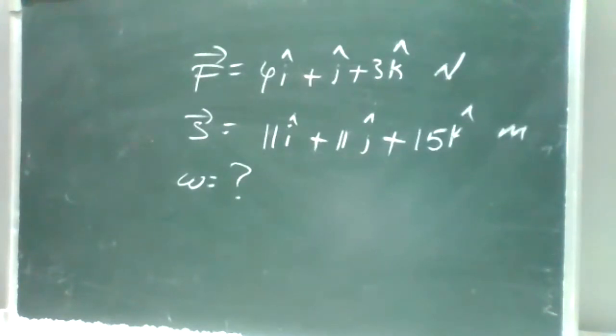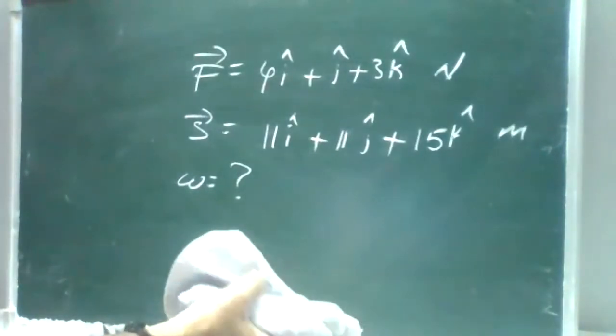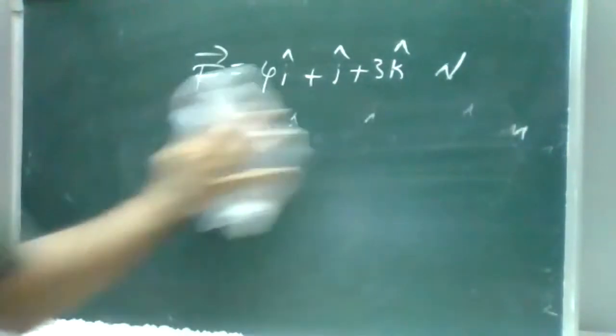Okay, so next heading: vector product of two vectors. Here, when we are discussing the vector product of two vectors, when you are multiplying two vectors, the result should be a vector. So we will use the cross product.